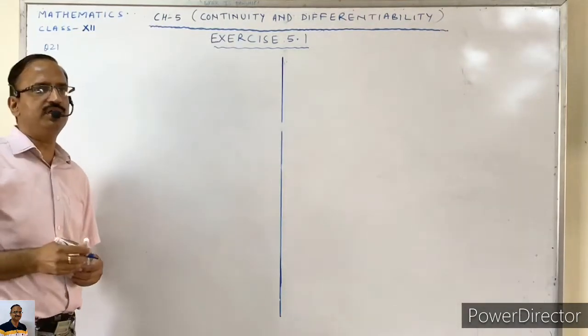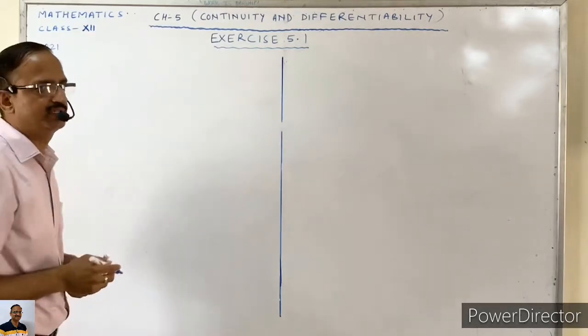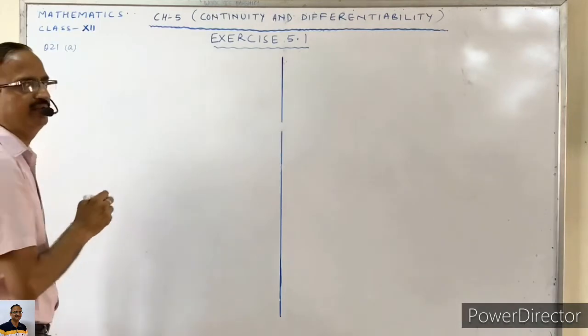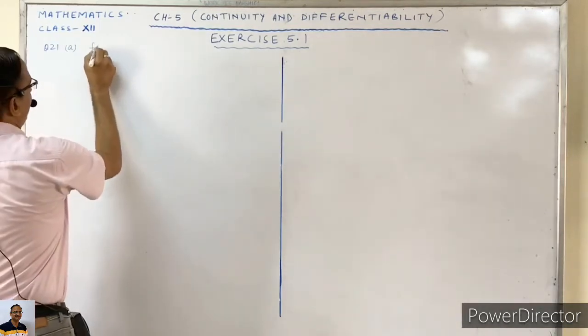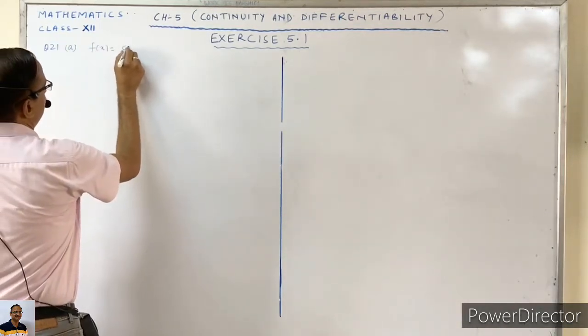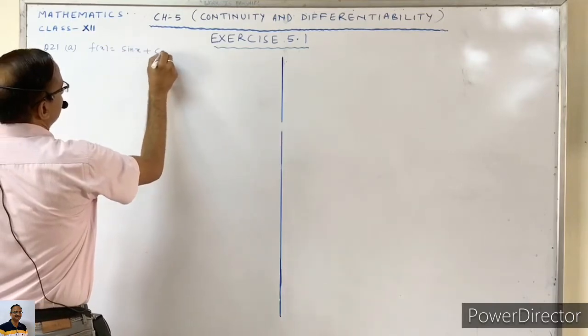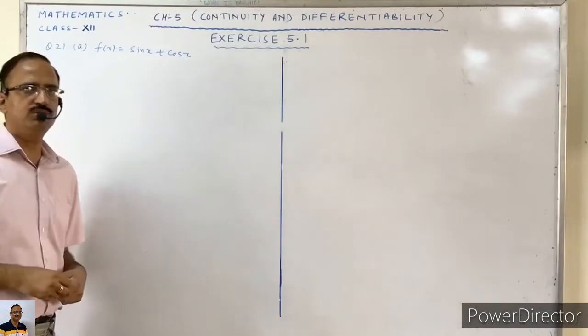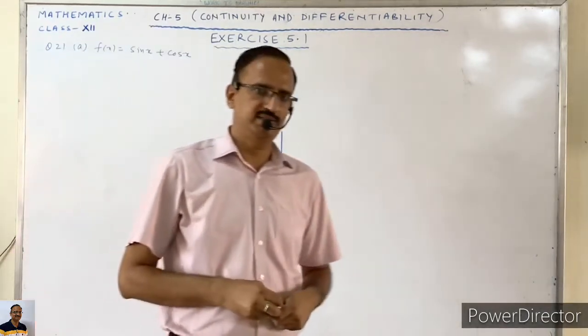Discuss the continuity of the following functions. The first part of question number 21 is f(x) equals sin x plus cos x. We can solve this question by two methods.